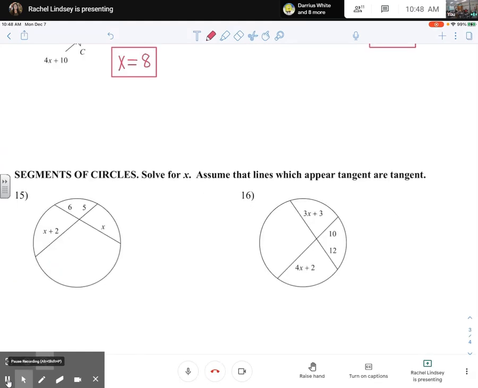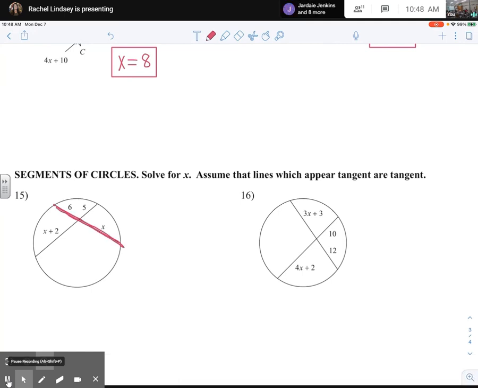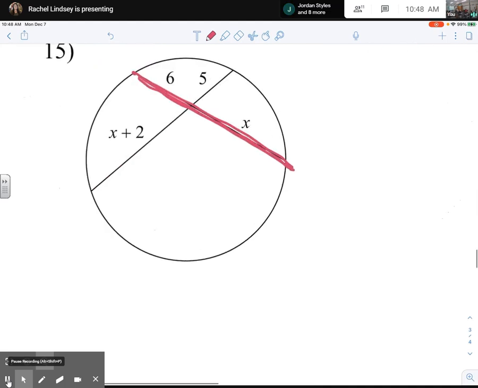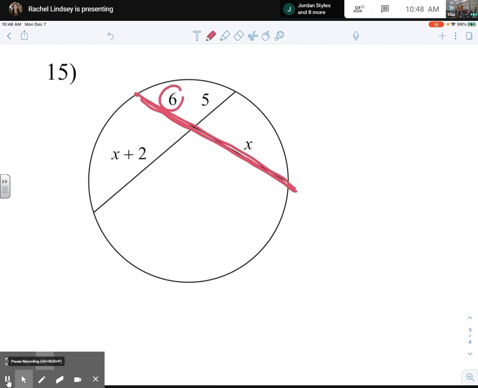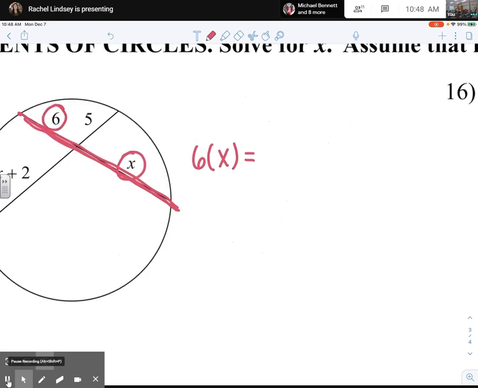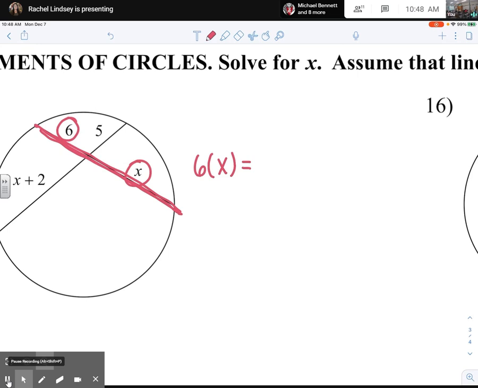Looking at number 15, I'm just going to look at this line first. There's no specific reason why, I just chose that line first. So I'm going to multiply both parts of that chord by each other. One part's 6, one part's x, so I have 6 times x. Then my other line, I have 5 and x plus 2, so I have 5 times x plus 2.